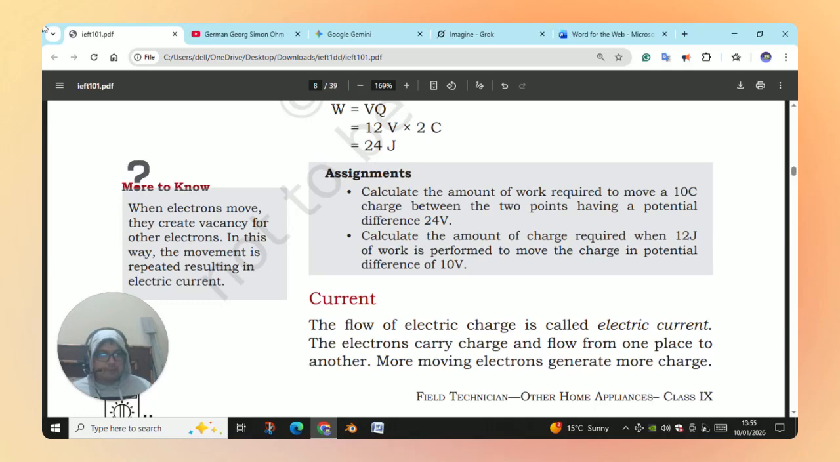Assignments. More to know: when electrons move they create vacancy for other electrons. In this way the movement is repeated resulting in electric current. So there is assignment.